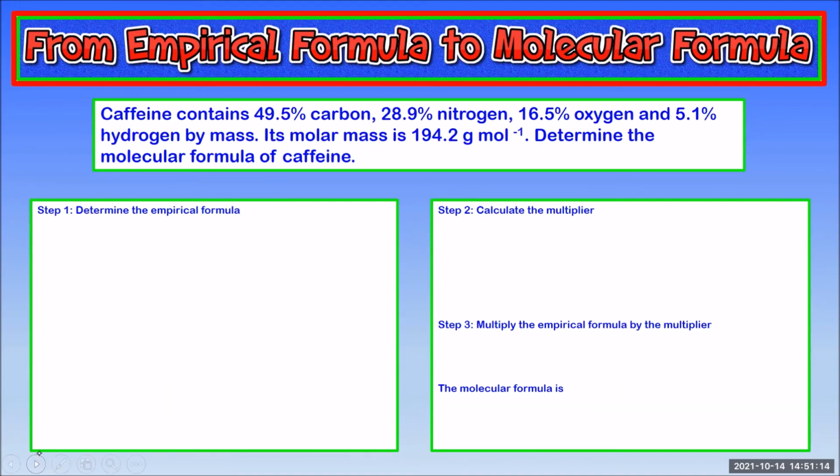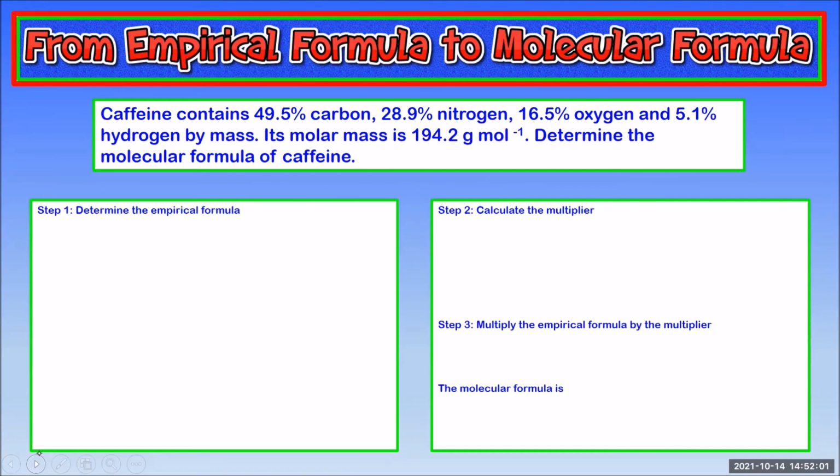You know I wouldn't leave without giving you a turn. Try this one. Caffeine contains 49.5% carbon, 28.9% nitrogen, 16.5% oxygen, and 5.1% hydrogen by mass. Its molar mass is 194.2 grams per mole. Find its molecular formula. Pause the video, have a go, and come back to check your working.